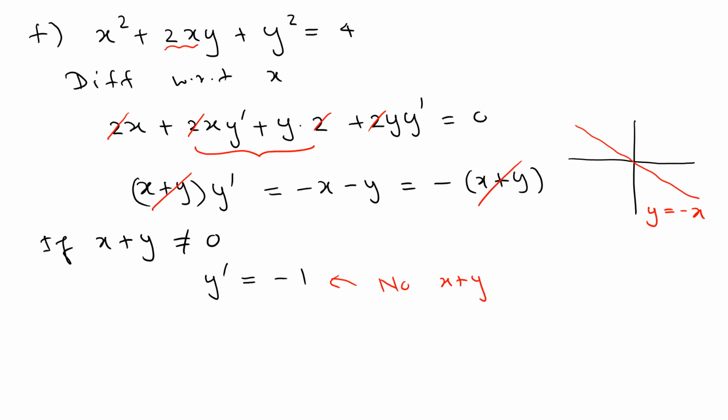Let's take another look at this one. If you factor it, this actually means x plus y, the whole thing squared, equals 4. So if you take the square root of both sides, you can see x plus y equals plus or minus 2.